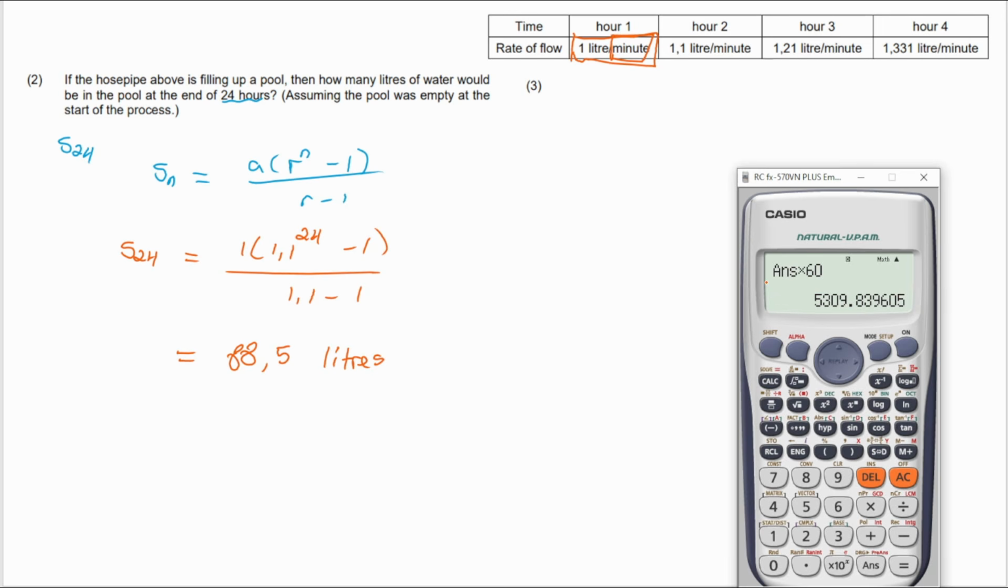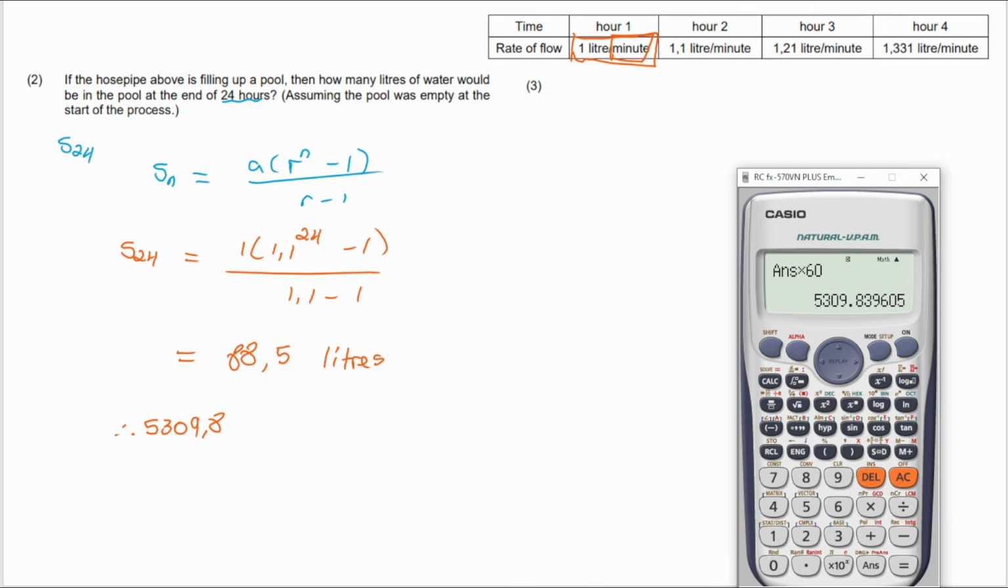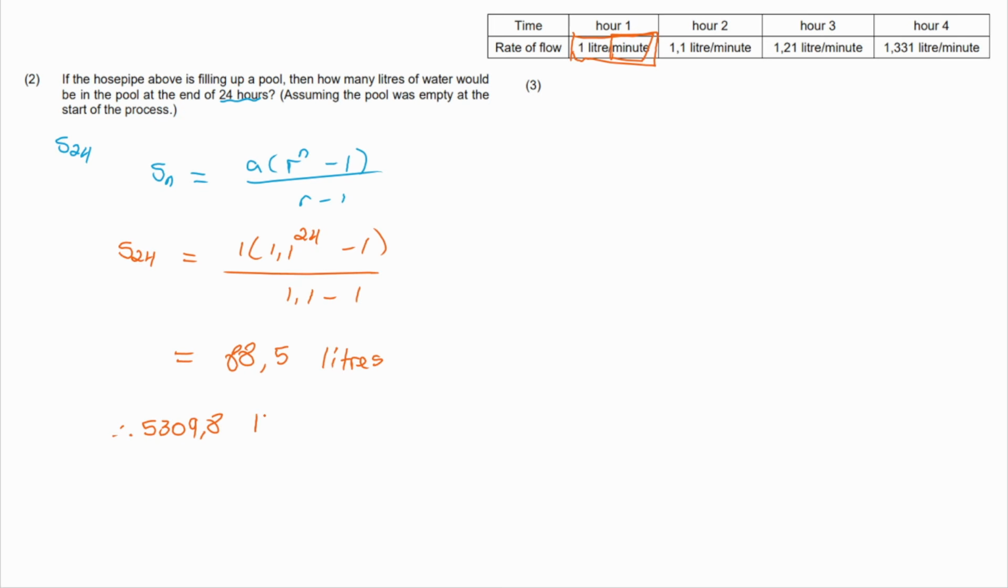Which is 5309.8. Okay, so therefore, 5309.8 liters at the end of 24 hours.